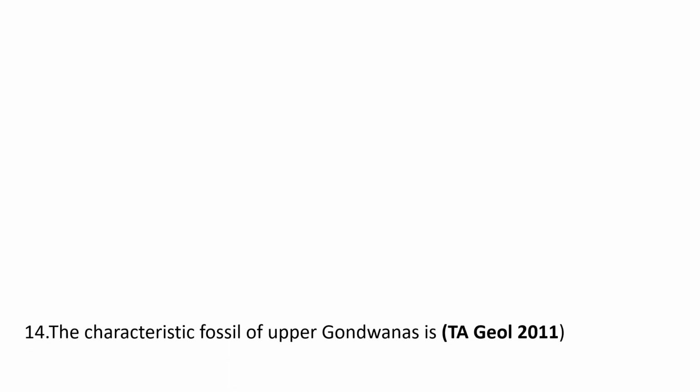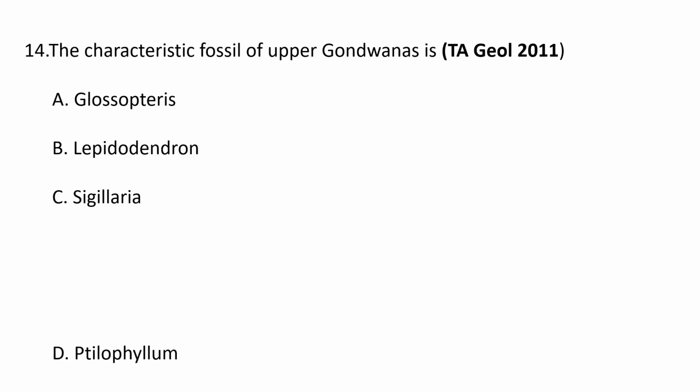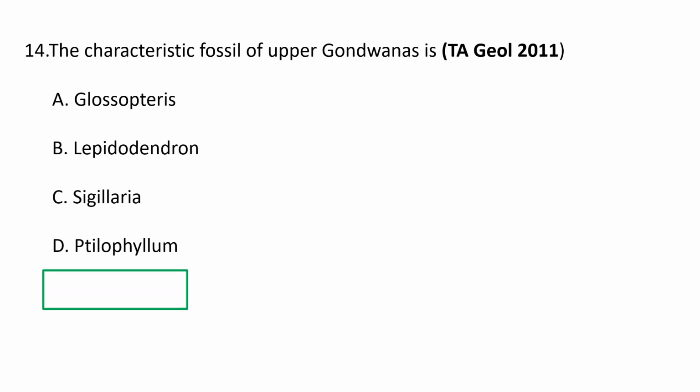Next question. The characteristic fossil of upper Gondwana is A) Glossopteris, B) Lepidodendron, C) Sigillaria, and D) Ptilophyllum. The characteristic fossil of the upper Gondwana is Ptilophyllum. This Ptilophyllum is a plant fossil with its distinctive fern-like leaves. This is commonly used to identify the upper Gondwana rock formations, particularly in India, where the Gondwana supergroup is well studied. So the characteristic fossil of the upper Gondwana is Ptilophyllum.